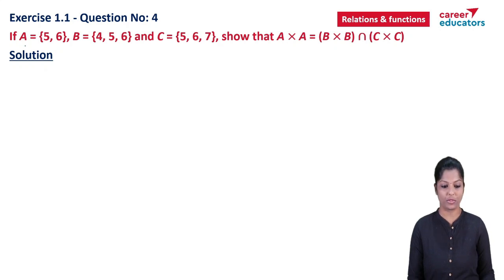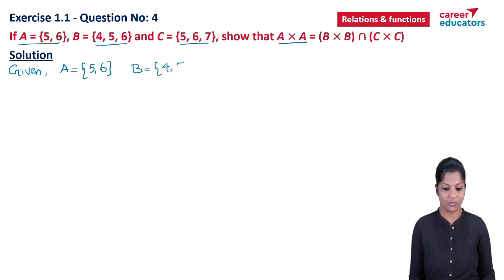In question number 4, they have given A equal to 5, 6, B equal to 4, 5, 6 and C equal to 5, 6, 7. We have to check whether A cross A equal to B cross B intersection C cross C. Let's solve the problem. Given A equal to 5, 6, B equal to 4, 5, 6 and C equal to 5, 6, 7.